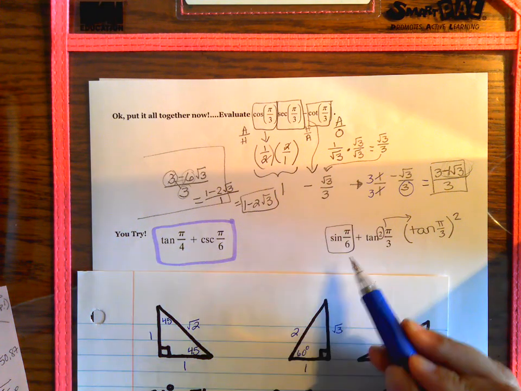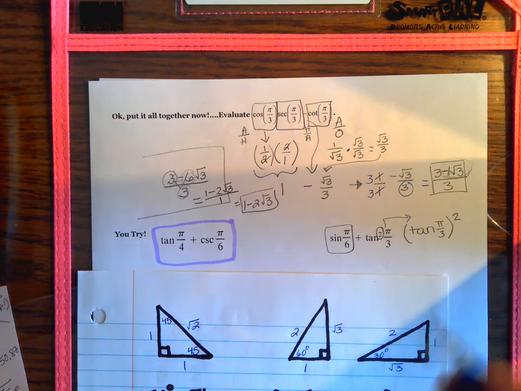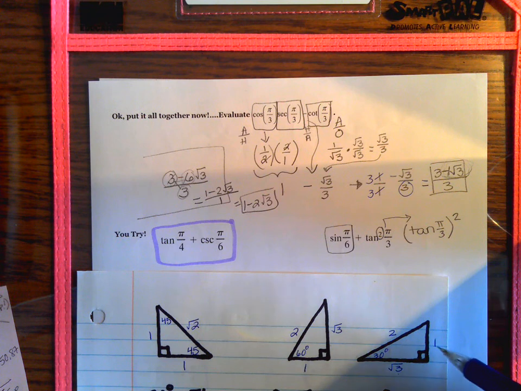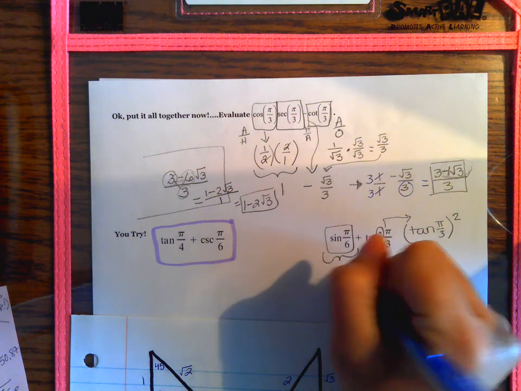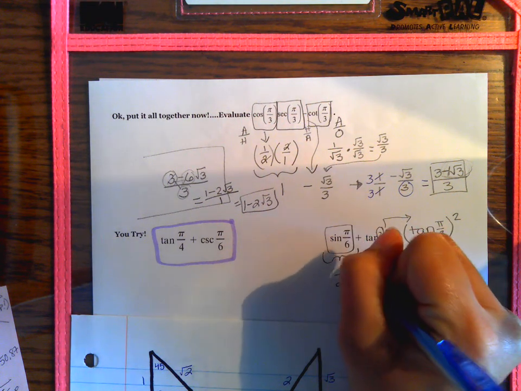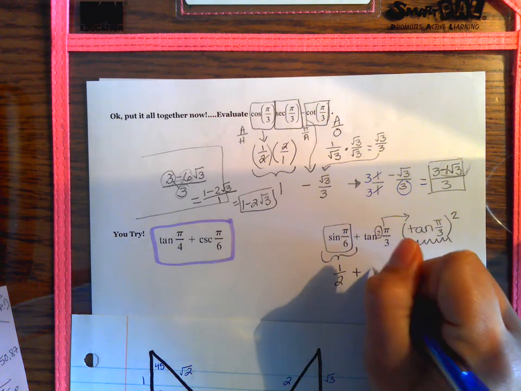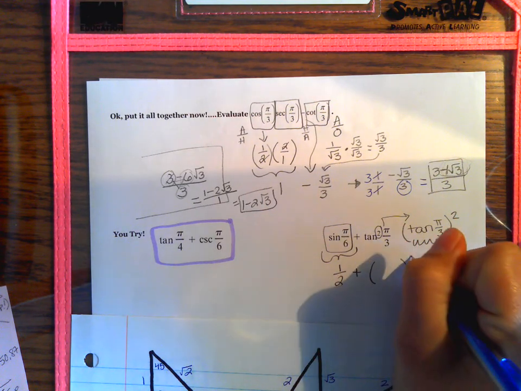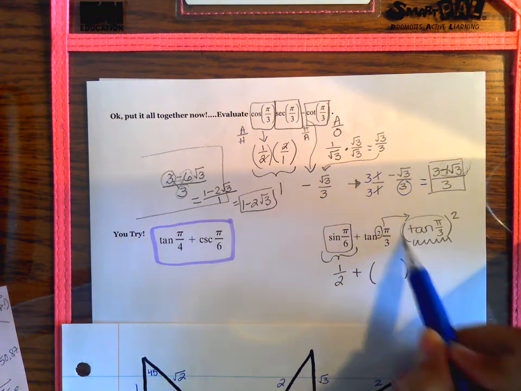So pi over 6 goes with a 30-degree triangle. So sine is opposite over hypotenuse. So opposite is 1, hypotenuse is 2. All right, so this entire expression is 1 over 2 plus. Okay, now we want to know what this is inside the parentheses. Okay, we're following PEMDAS, so we can't do exponents yet because we need to know what this expression is.